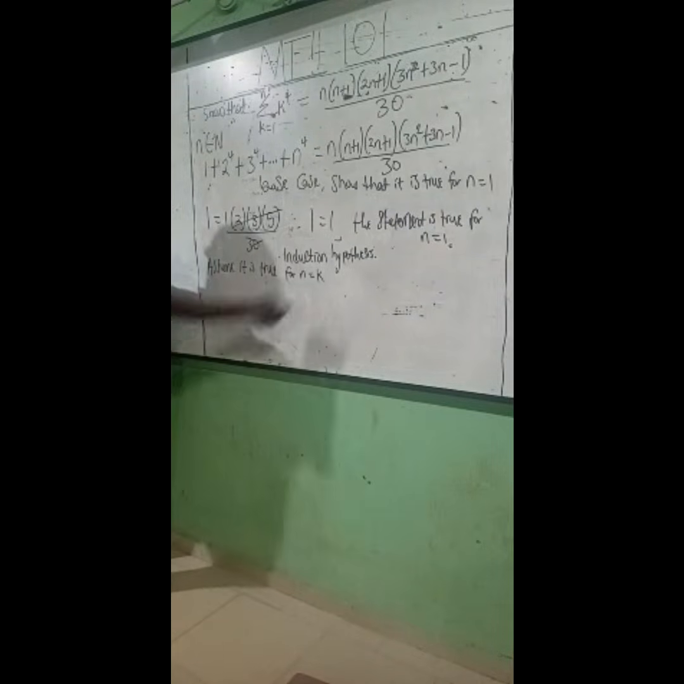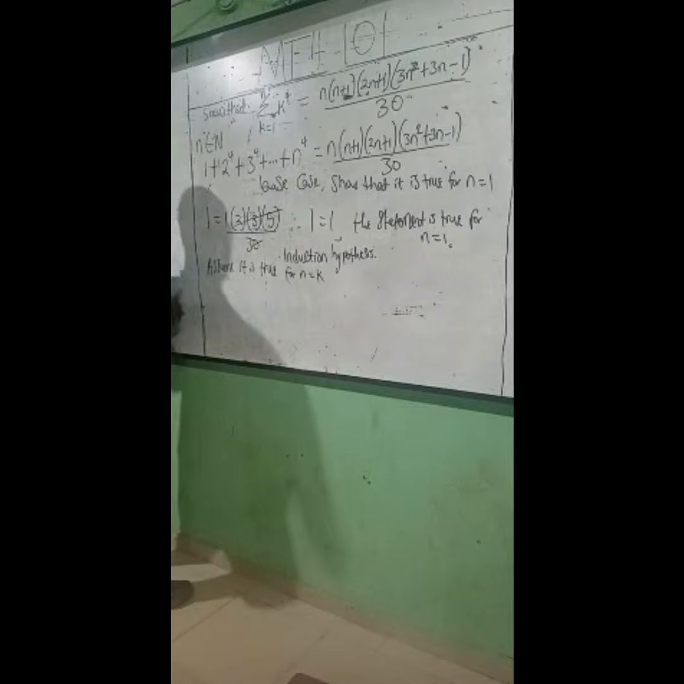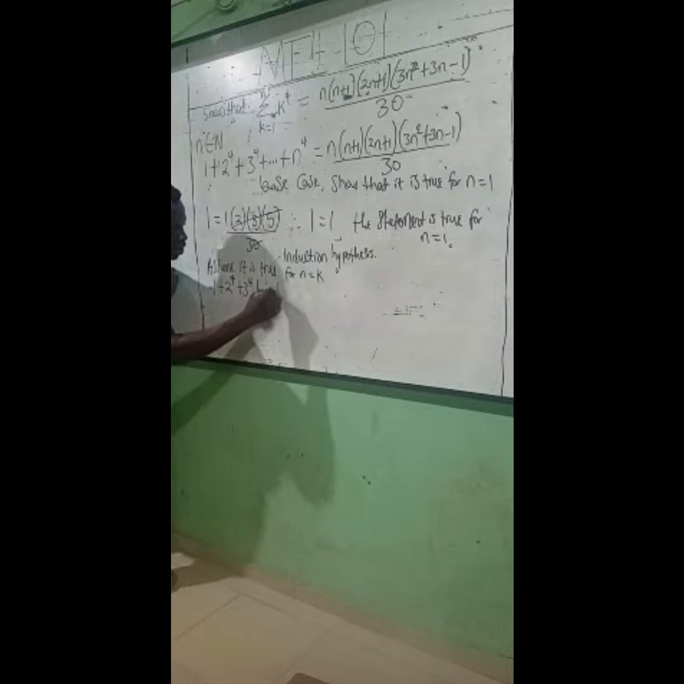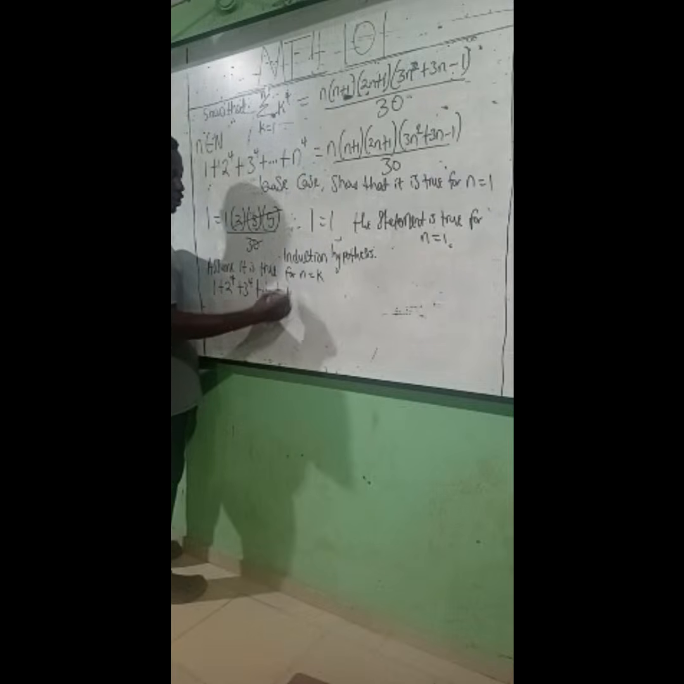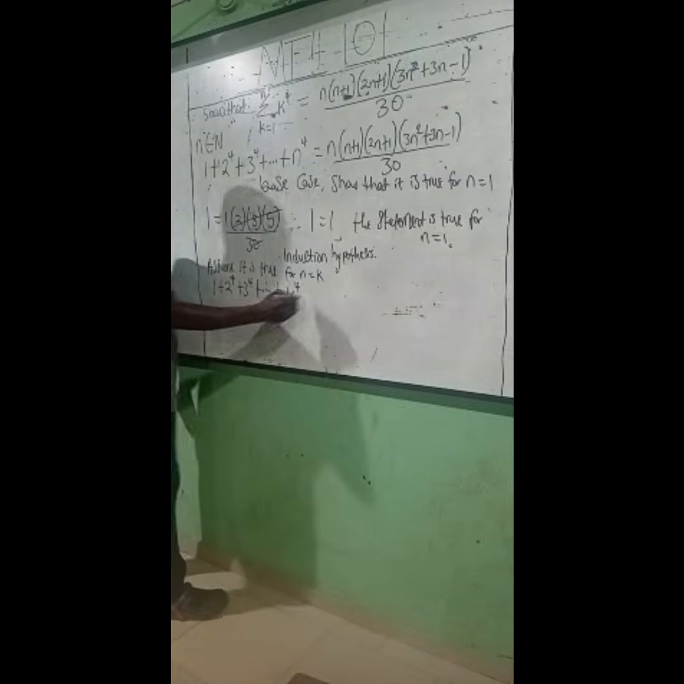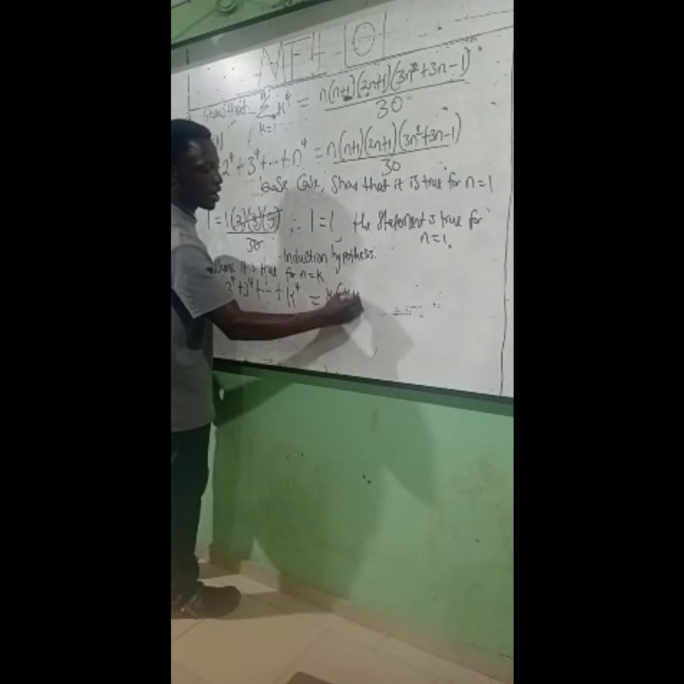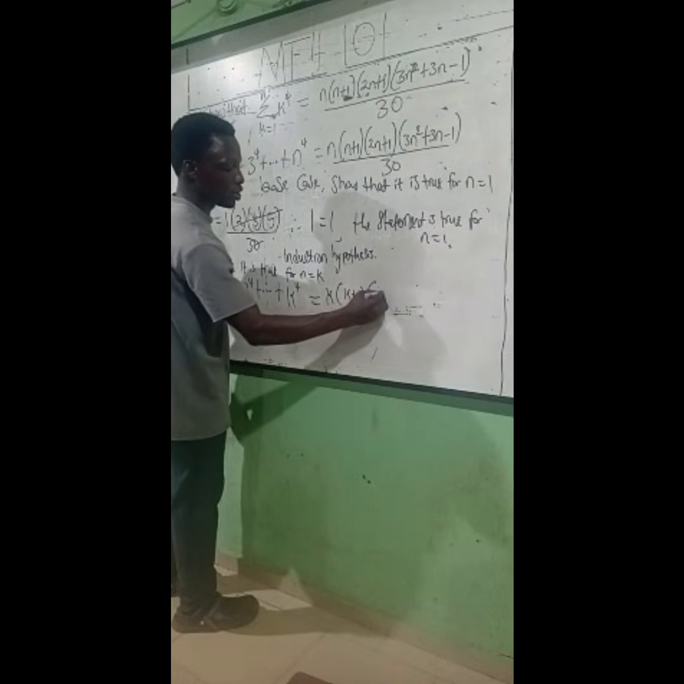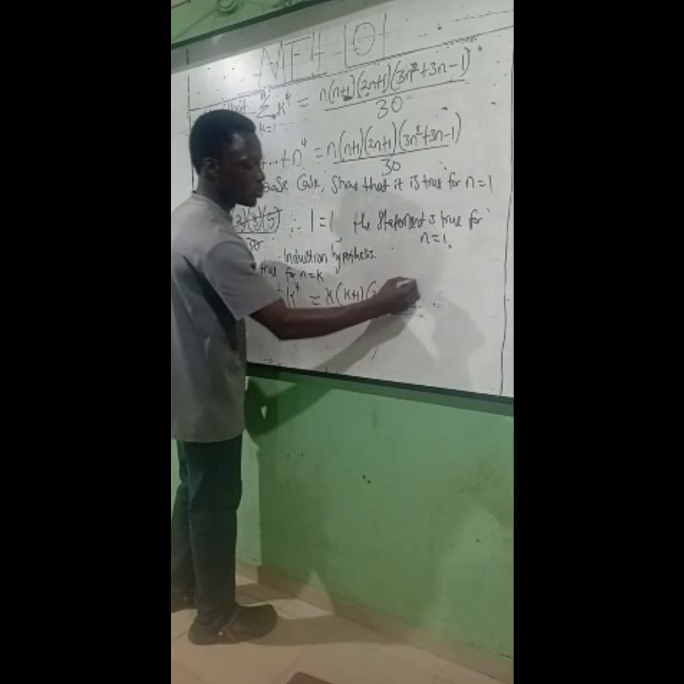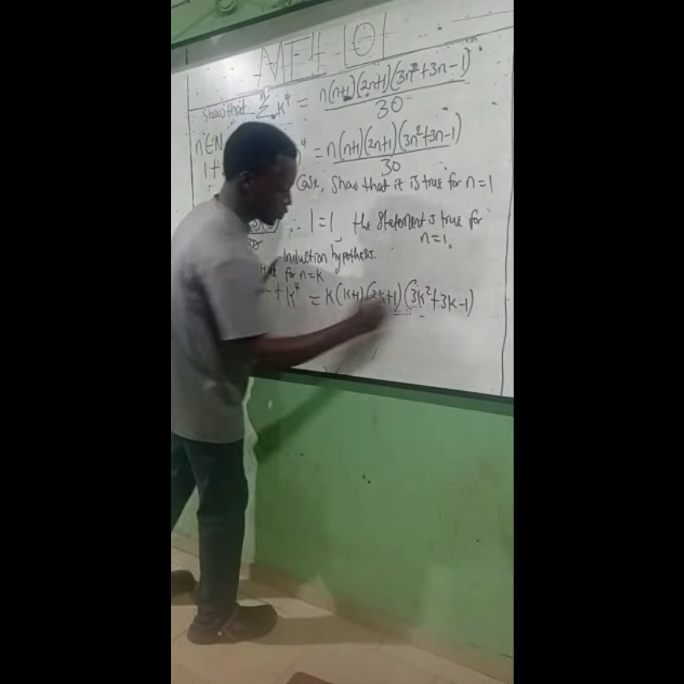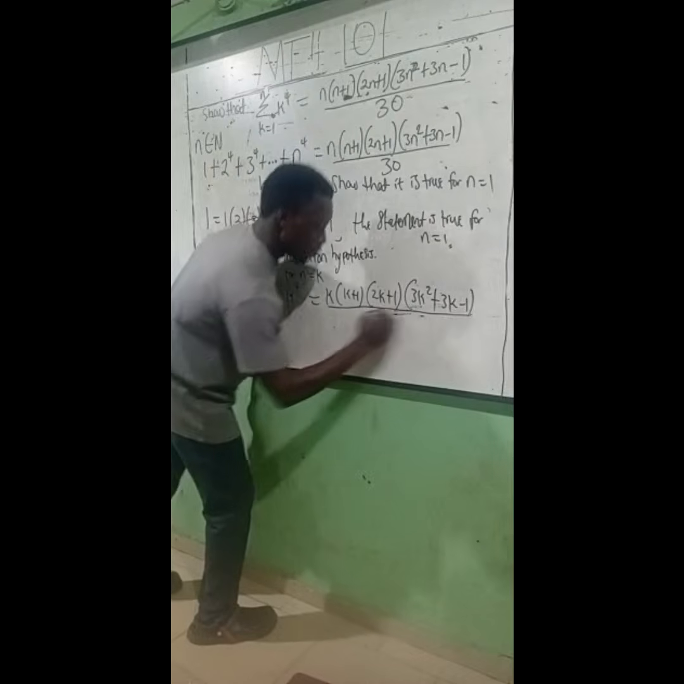Now, assume it's true for n equals to k. Here we are doing summation of the first k terms, which is 1 plus 2 raised power 4 plus 3 raised power 4 plus dot dot dot plus n raised power 4, but you put k there. k raised power 4 equals to what? n, which is k into what? k plus 1 into what? 2k plus 1 into what? 3k square plus 3k minus 1 over what? Over 30.